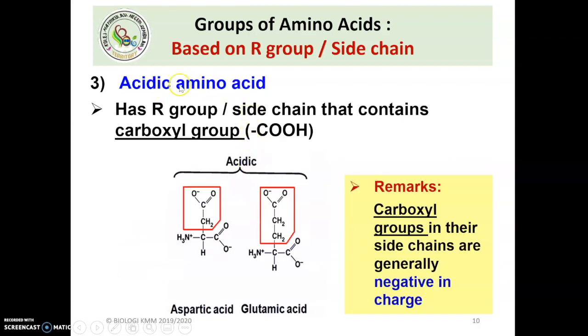Third is the acidic amino acid. It has an R group or side chain that contains a carboxyl group. There is a COOH. Carboxyl groups in their side chain are generally negative in charge. So here if you look at, they have example aspartic acid and glutamic acid.